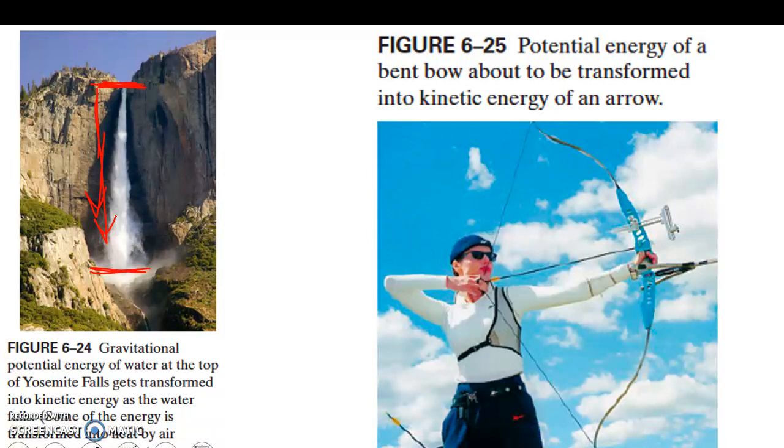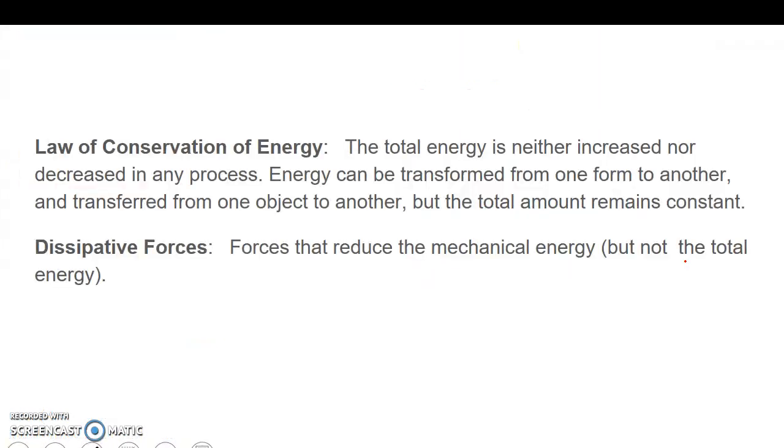Here's elastic potential energy. When you pull back on a bow, this pulling back is giving potential energy to the arrow, and then it's going to be transformed to kinetic energy, because once this lady releases the bow, the arrow will take off with the velocity. So potential energy will be transformed into kinetic energy. And that's what we're looking at here, just this transformation of potential to kinetic and vice versa.